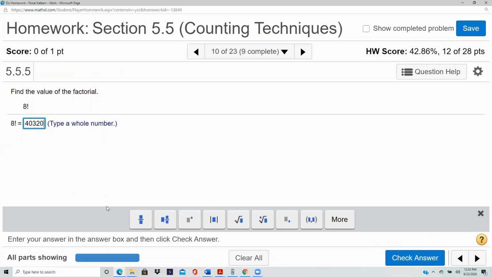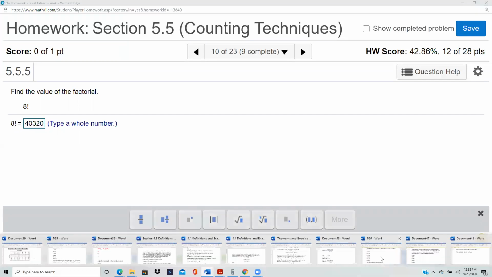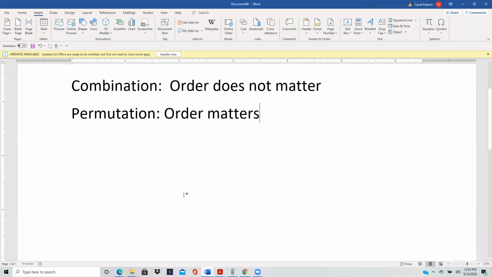Now, let me briefly mention what factorial means, because you will need that in another problem. Right now, it seems that if you don't need to know what it is, you can just do it on the calculator. But we will see a problem where the calculator will break down, and therefore you will have to know the basic idea behind a factorial. So let me explain that here.